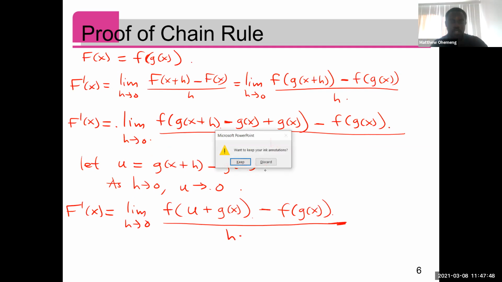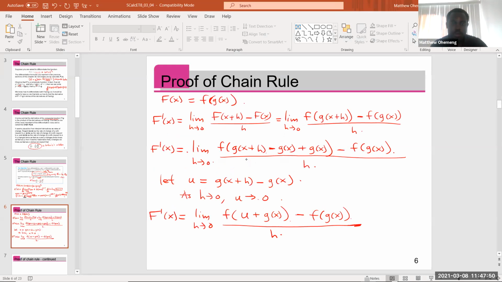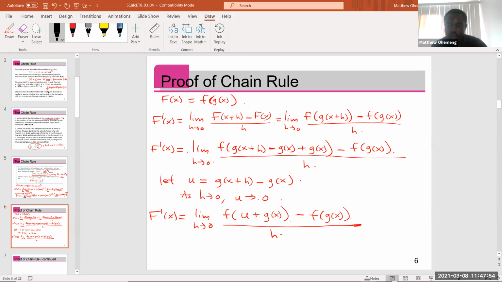Let me erase the u from here. So this h approaching 0. Okay, erase. So as the h approaches 0, we have u approaching 0. And then for the h, I can just create the h from here.